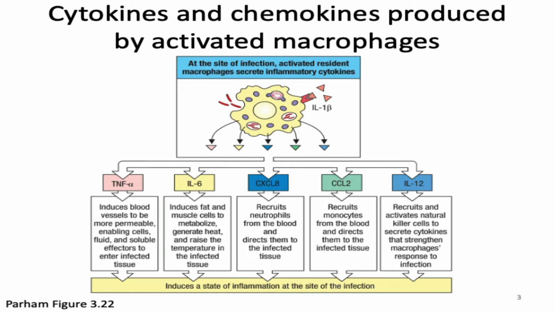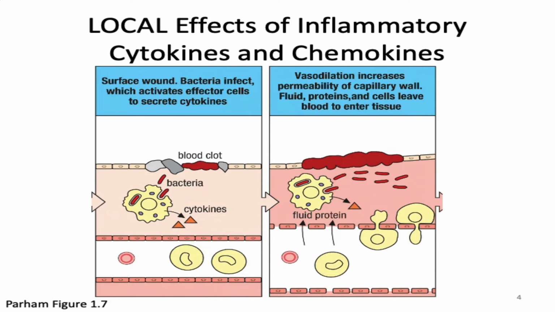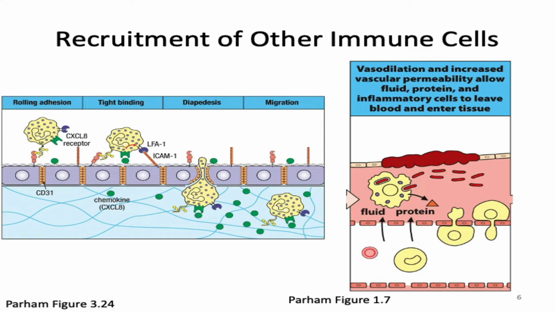So you can see here are some of those effects on the blood vessel that I already showed you. I don't like the order of these slides at all, but I'll make it work. You can also see here is the recruitment of the other cells happening with those chemokines. And so all of these things are leading to that classic inflammatory response.